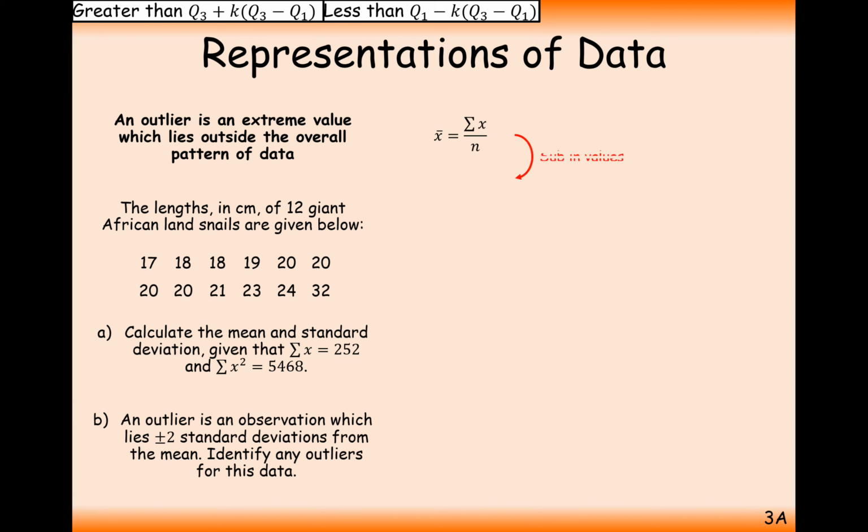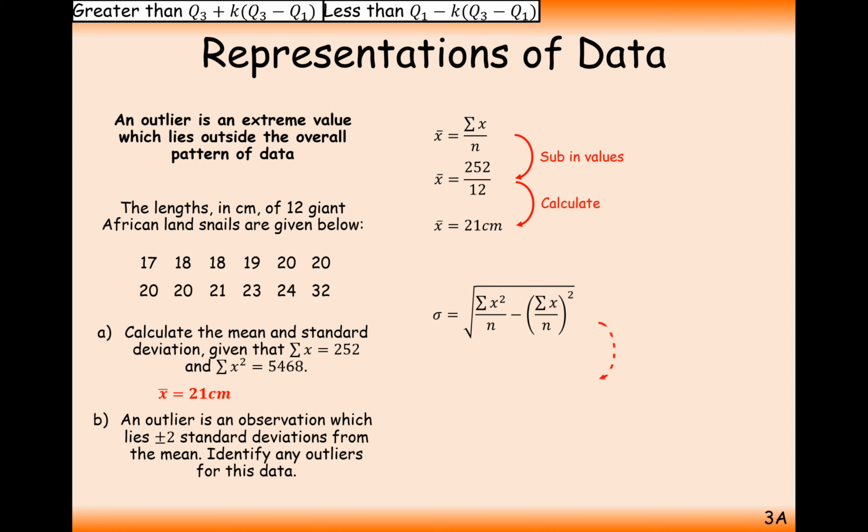So let's first work out the mean. So sum of all your values divided by how many there are, and we get 21 centimetres. The standard deviation is the square root of the sum of x squared over n minus the mean squared. So get your calculator out and work that out as 3.83.